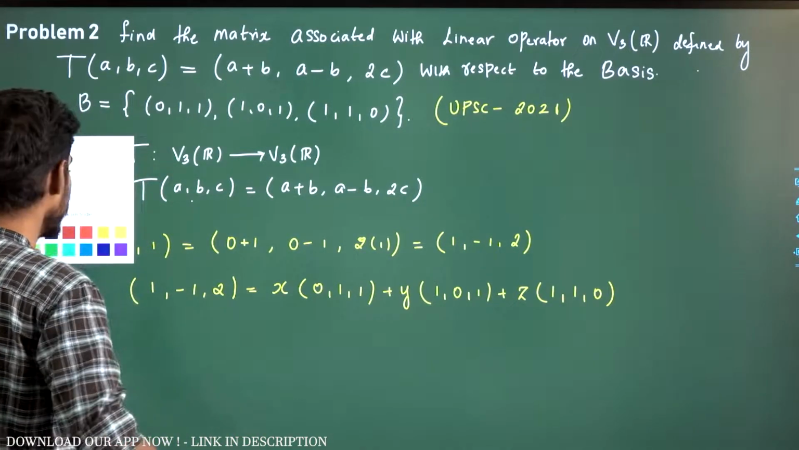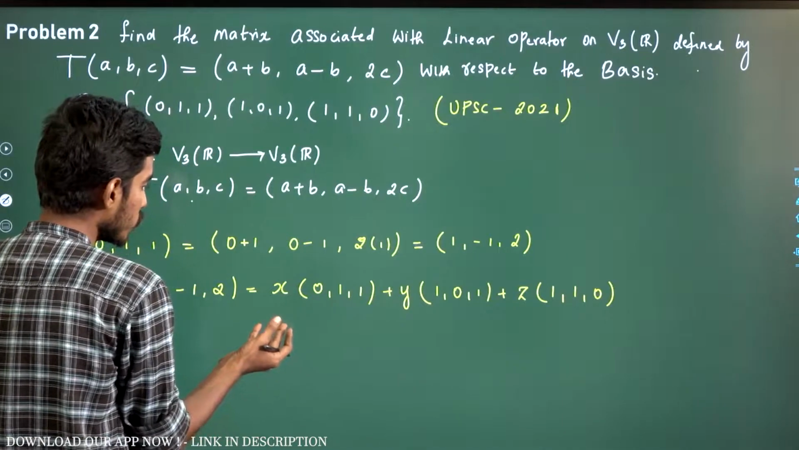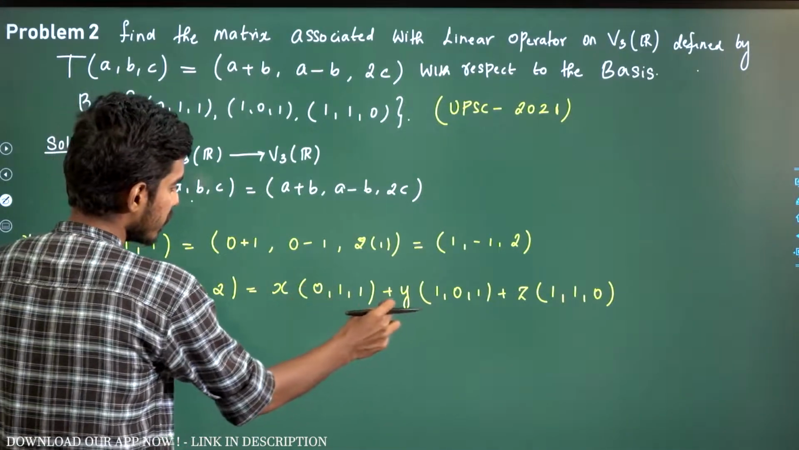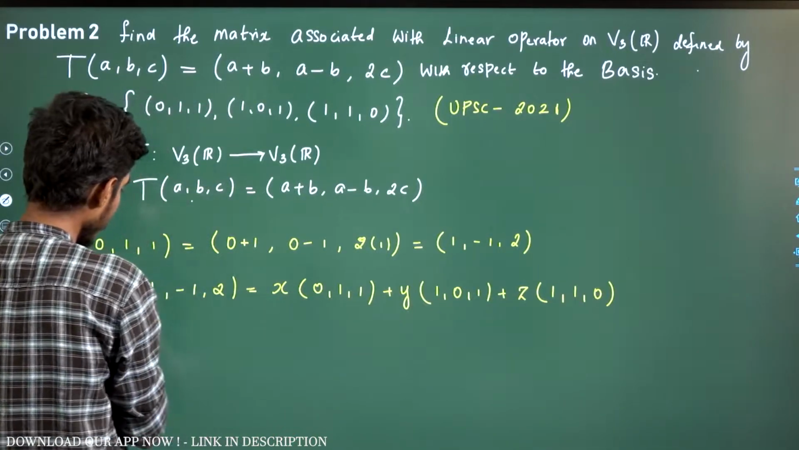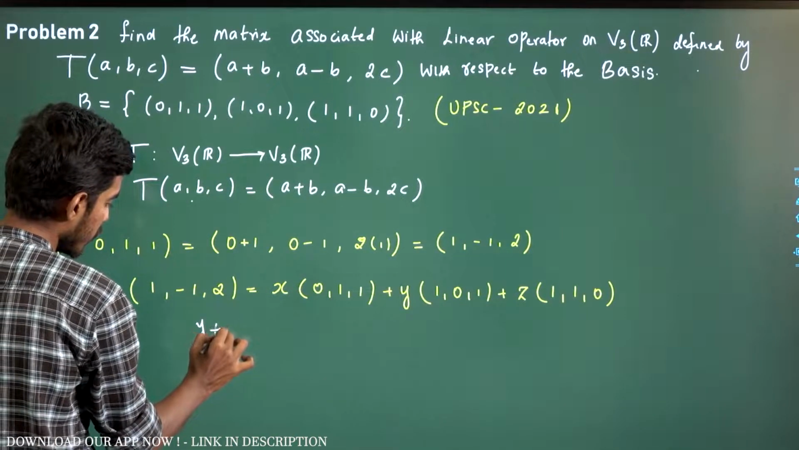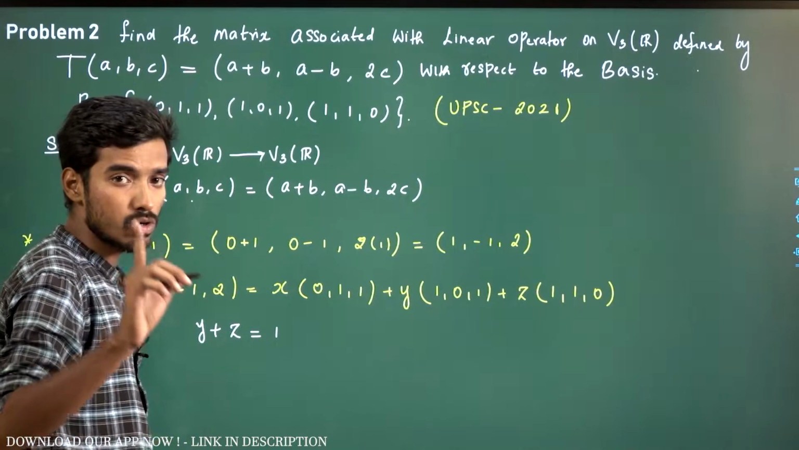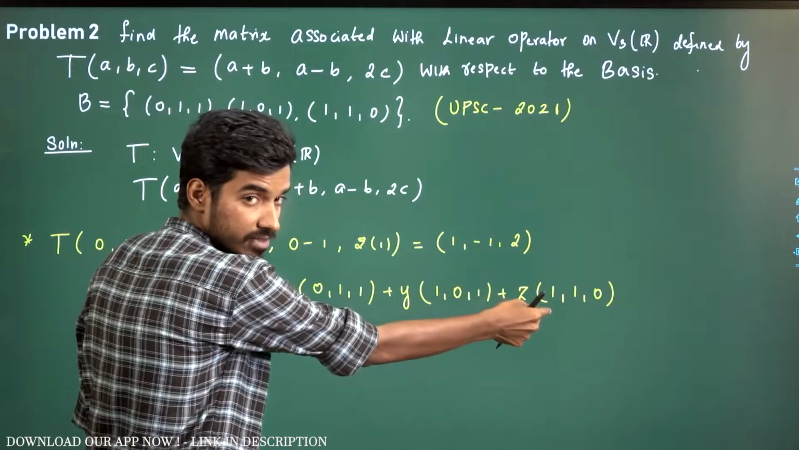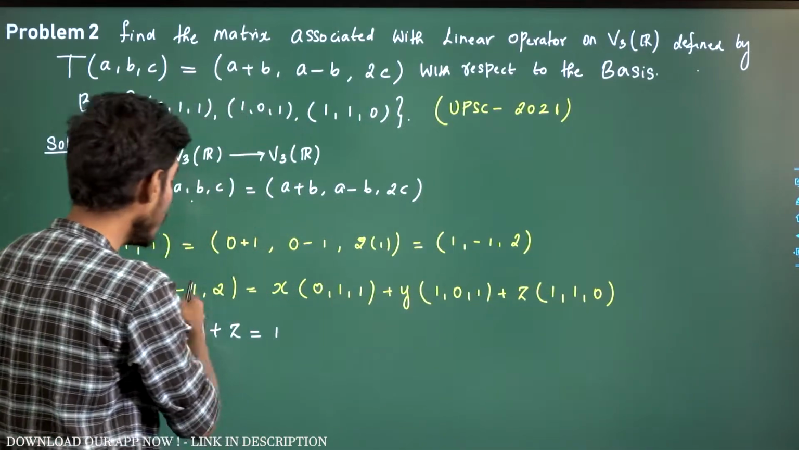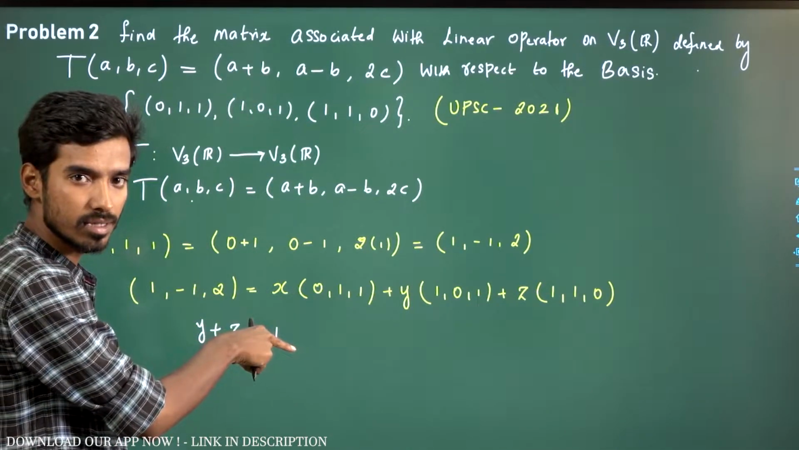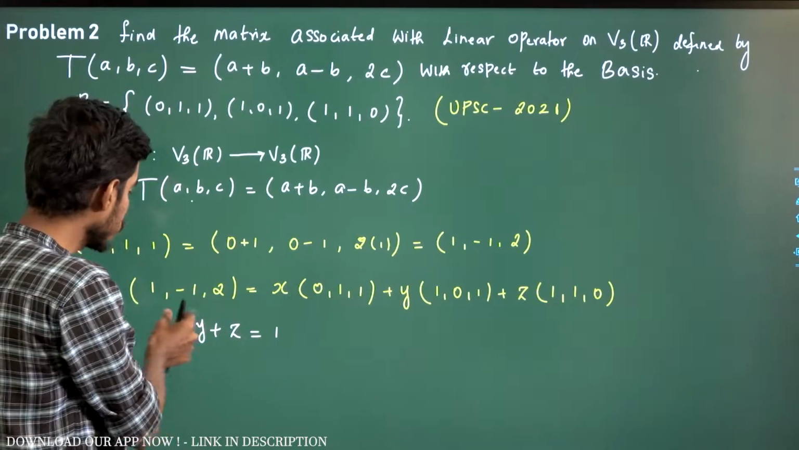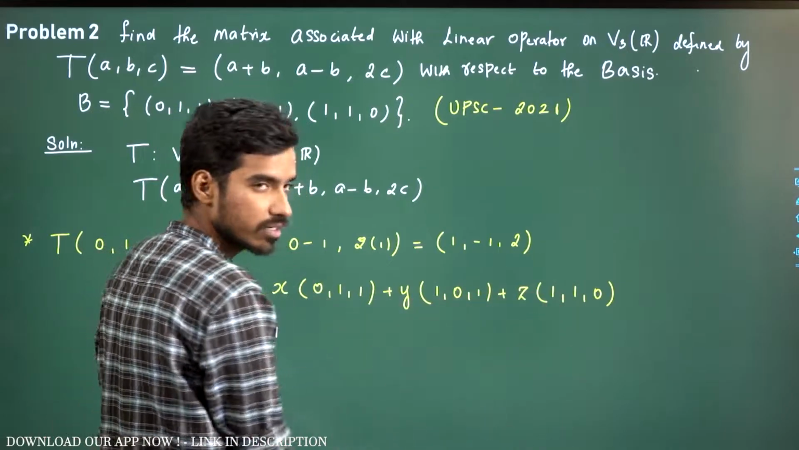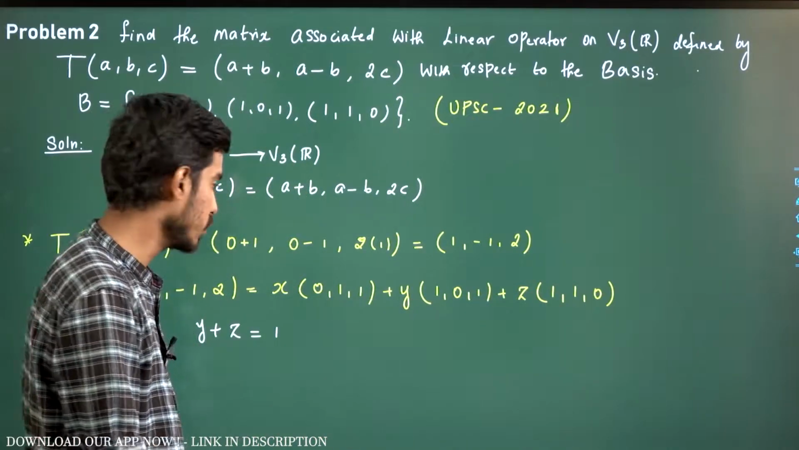So you just equate. 0x plus y plus z is equal to 1. This is a tuple, and both the tuples are equal, which means the corresponding elements are the same. Here the first element is 1, and on the other side the first element is 0x plus y plus z. So y plus z is equal to 1 is the first equation.